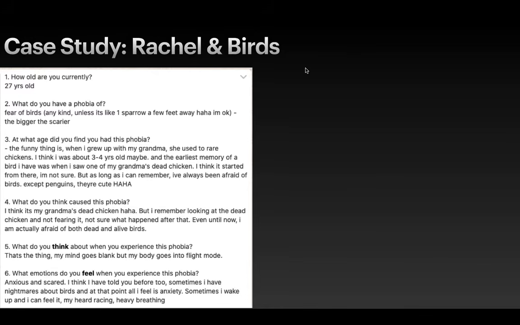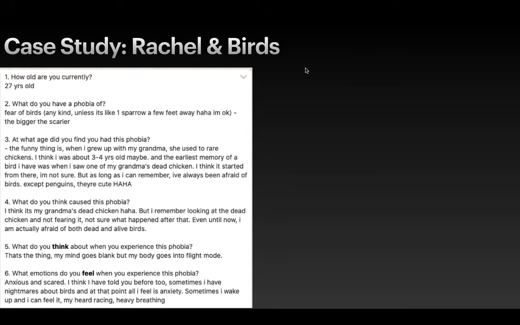I asked her, at what age did you find you had this phobia? She said, the funny thing is, when I grew up with my grandma, she used to rear chickens. I think it was about 3 or 4 years old maybe. And the earliest memory of a bird I have was when I saw one of my grandma's dead chickens. I think it started from there, I'm not sure. But as long as I can remember, I've always been afraid of birds, except penguins, they're cute. Haha. So notice that difference, right? She saw a dead chicken, she's afraid of birds, but not penguins.